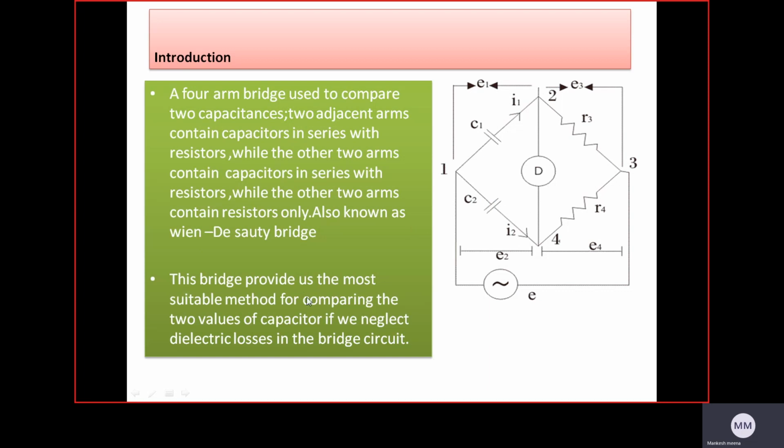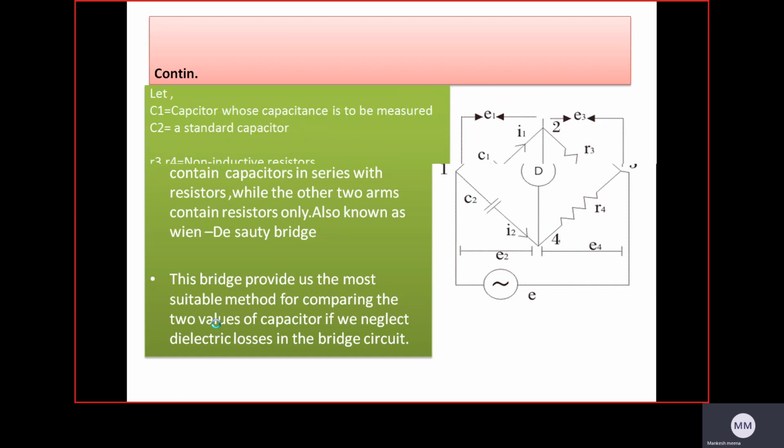This bridge provides the most suitable method for comparing the two values of capacitors if we neglect dielectric losses in the bridge circuit. Dielectric losses mean loss of energy in the bridge circuit.